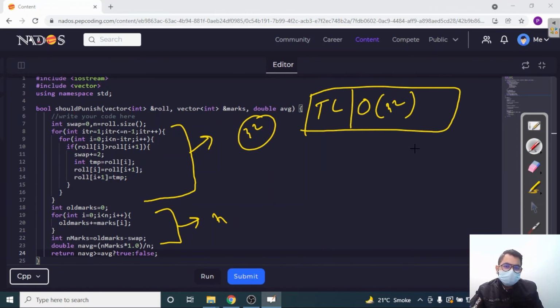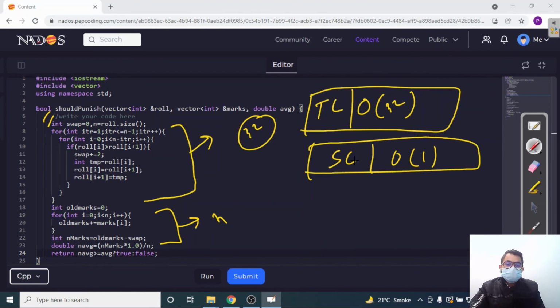Now if you look carefully, have I used any array, stack, or recursion, or anything like that? Have I used any extra space? I have used some space, but it is constant space, so my space complexity is constant. All right, so this was the solution for punish the students.